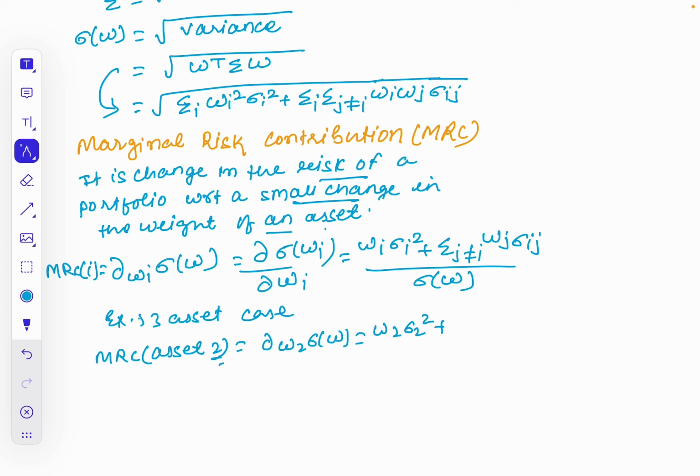Let us start j with 1. So it would be omega 1, and sigma with i as 2 and j as 1. Then we would write for j equal to 2, but we cannot write for j equal to 2 because j should not be equal to i. Our i is 2, so we write for j equal to 3 now. So it would be omega 3 sigma 2,3. The upper term we wrote, and this is the lower term. This is how we can write the marginal risk contribution of asset 2. Similarly, we can write the marginal risk contribution for the other assets as well.